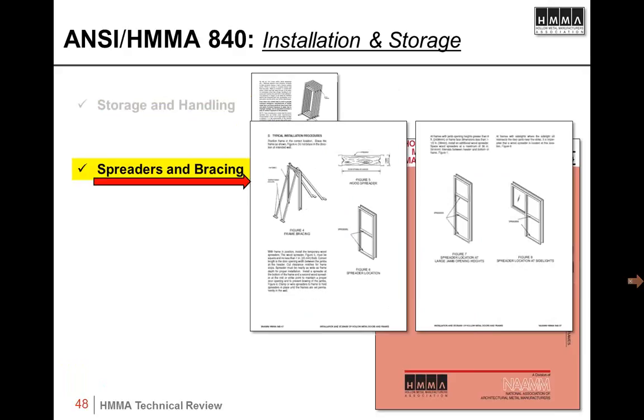Spreaders, the shipping bars, are the items that the product is shipped with that have to be removed prior to installation. They are replaced during the installation process with spreaders for installation to control the opening at the sill, at mid-height, or for large openings, tall openings, additional spreaders should be added. That information is covered along with details of the actual spreaders recommended.